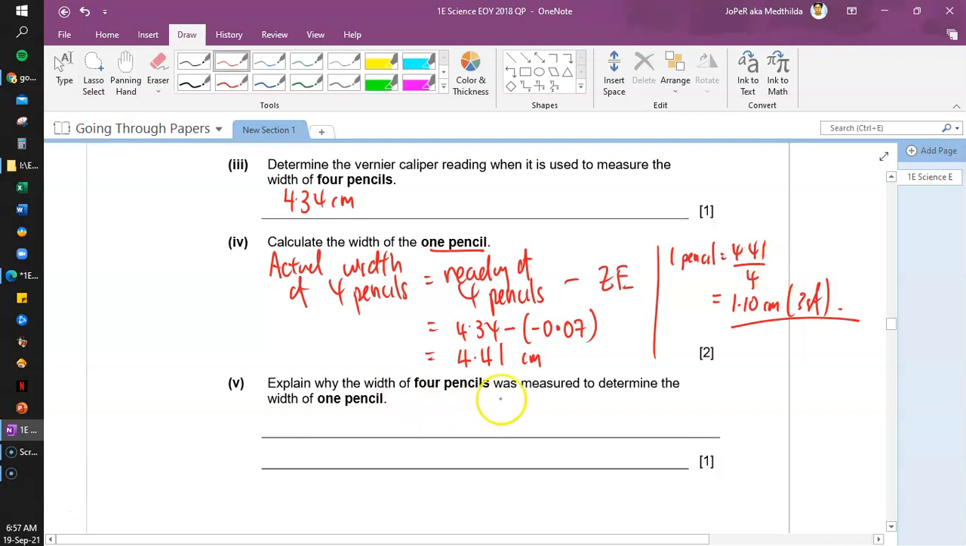Now explain why the width of 4 pencils was measured to determine the width of 1 pencil. The key idea here is that we do this to find the average width of 1 pencil, so that we have a greater accuracy.